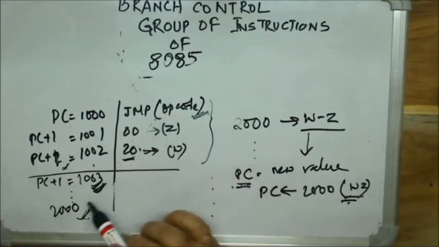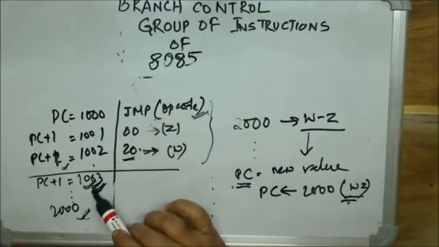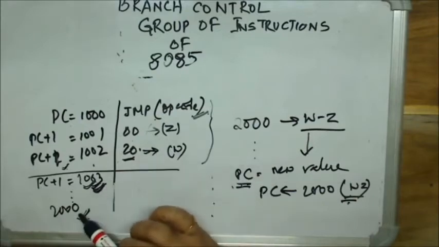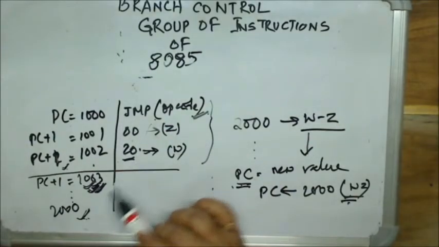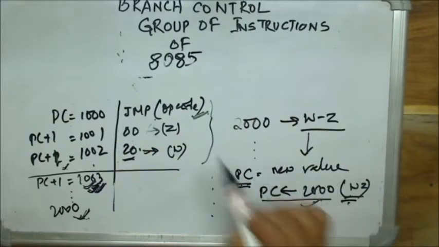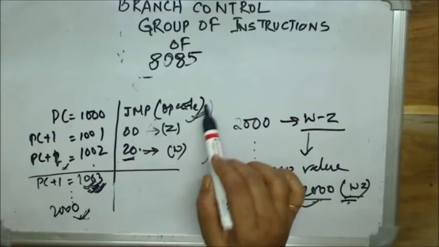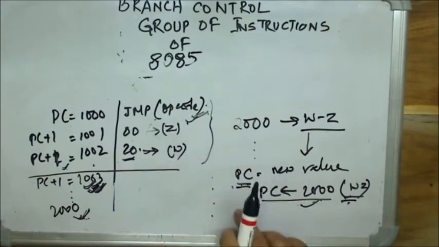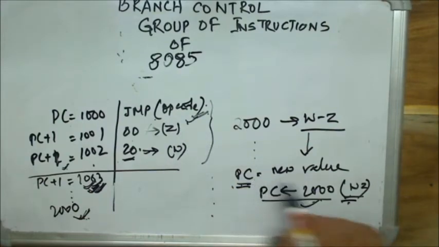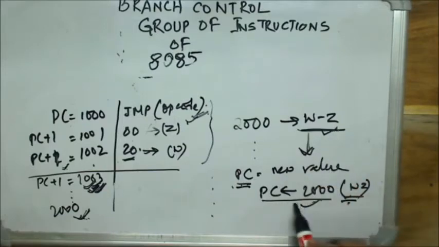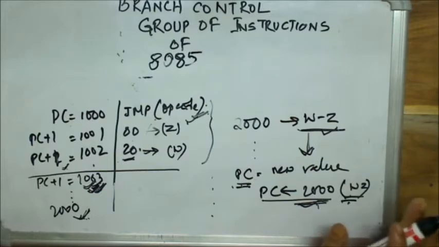So between fetching and decoding, the program counter was 1003. Between fetching and execution, the program counter was 1003. After this instruction is executed, the program counter has got a new value, that is 2008, because after fetching, the microprocessor understood that this is a jump instruction. The program counter has to get a new value, so it will be written with the number temporarily stored in the WZ register. That is, the program counter will now be 2008.